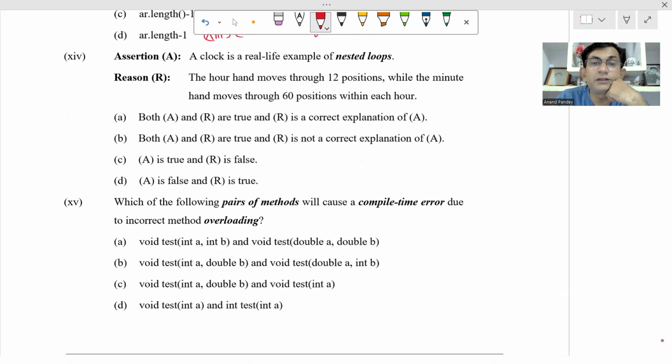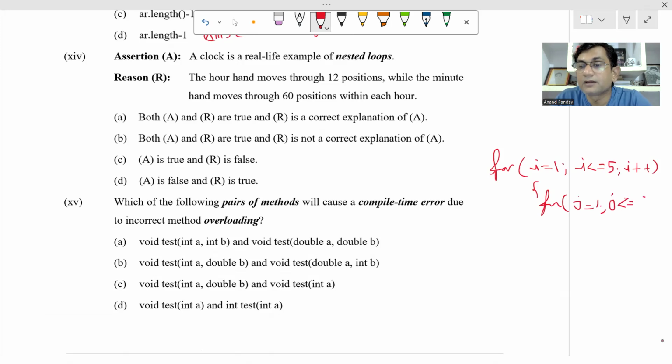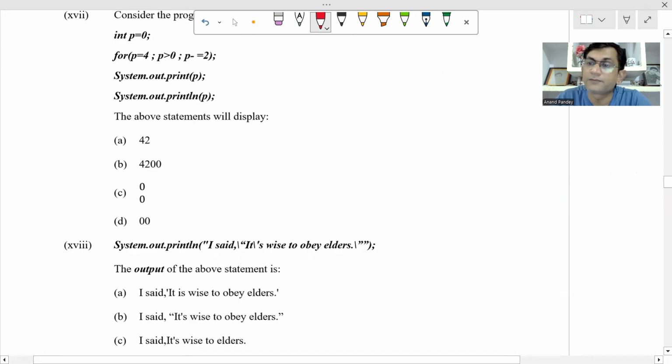Now look here. A clock is a real life example of a nested loop. Correct? The hour hand moves through 12 positions, while the minute hand moves through 60 positions within each hour. I'm telling you the example of a nested loop, then I will relate it. For int i equal to 1, i is less than 5, i plus plus. Inside it, for j equal to 1, j is less than 5, j plus plus.